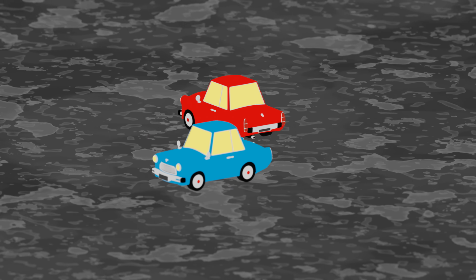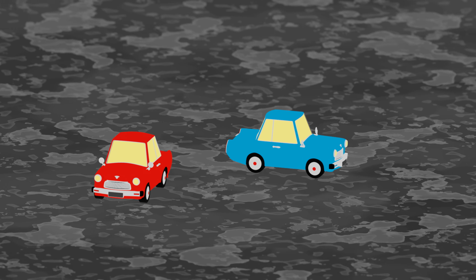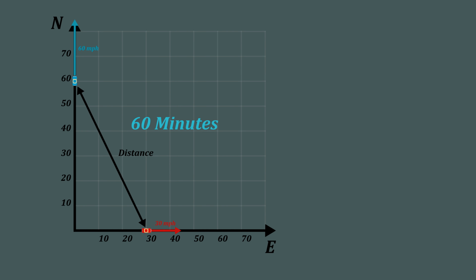In this video, we're going to look at a problem that most people have probably never thought of. The problem is my friend N and I leave from the same location. N travels north at 60 miles per hour and I drive east at 30 miles per hour. After 1 hour, how fast is the distance between N and myself growing?